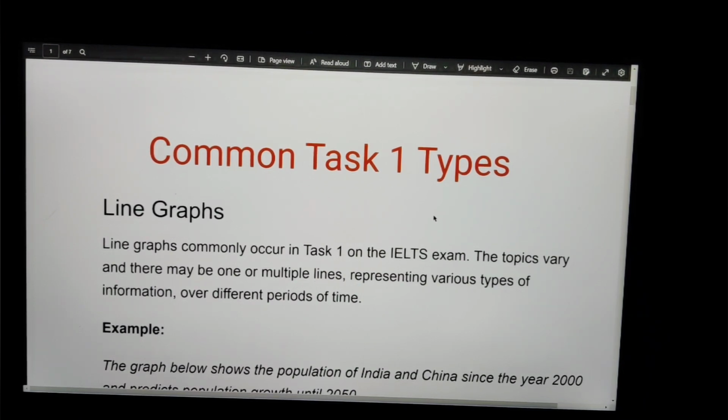You'll have to summarize the given task in around 4 paragraphs and around 150 plus words. I suggest the word limit should be around 160 to 180 words. That's a feasible limit, so we should follow that.